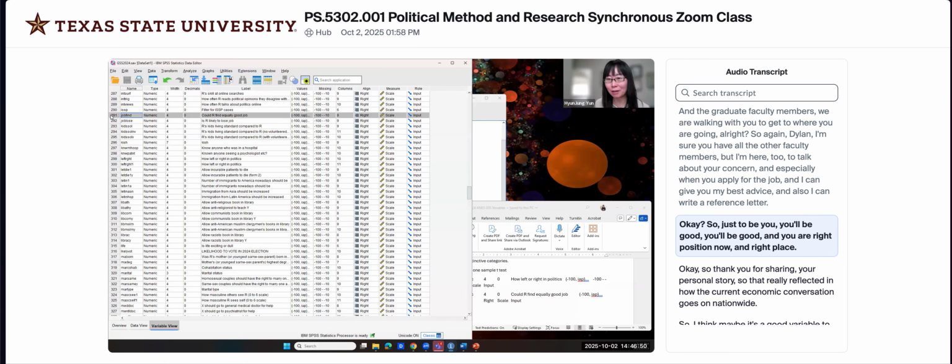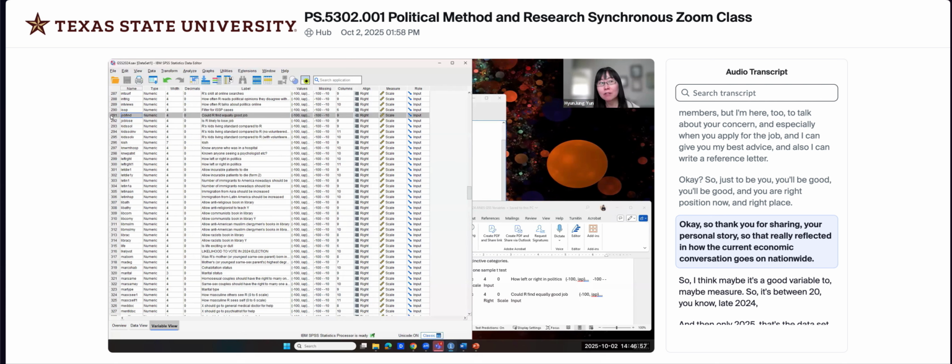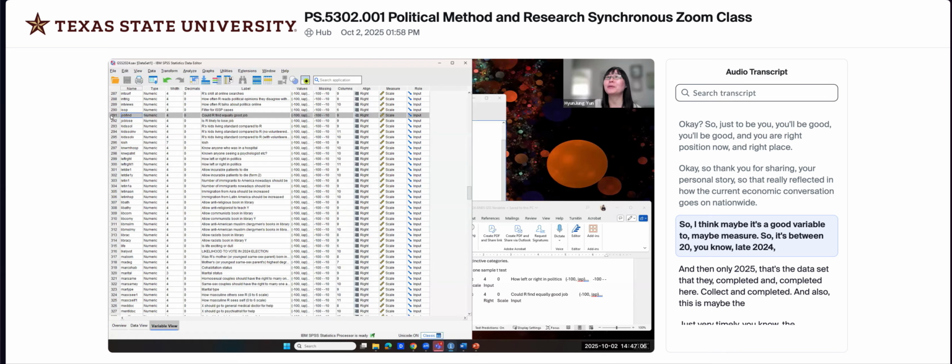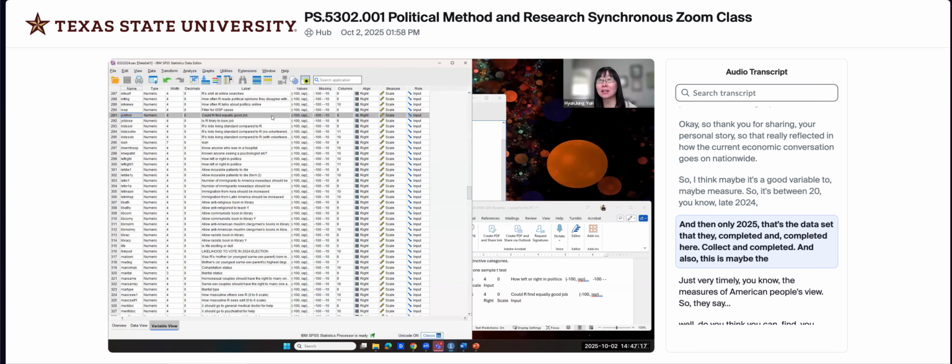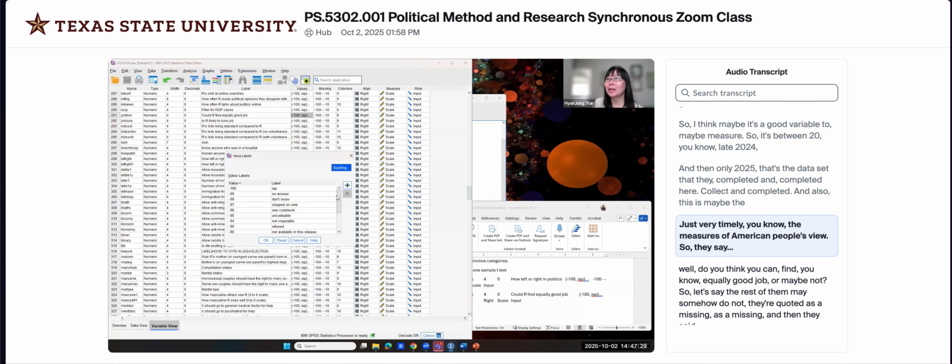Okay, so thank you for sharing your personal story. That really reflects how the current economic conversation goes nationwide. So I think maybe it's a good variable to measure. It's between late 2024 and early 2025, and that's the data set they collected and completed here. And also this is very timely, the measure of American people's views.